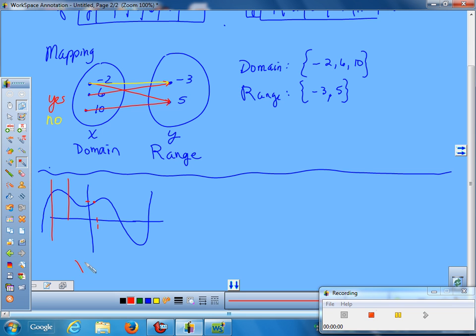Let me show you one that crashes and burns. Suppose I did something like that. Because now if I draw a vertical line, I hit it 1, 2, 3 times. So it's got 3 different y-coordinates. That is a no. So as long as you always hit 1 point, it's a function. If you can draw a vertical line and hit more than 1 point, it's not a function.